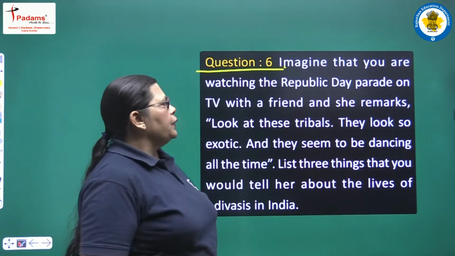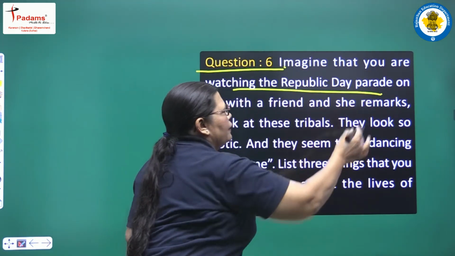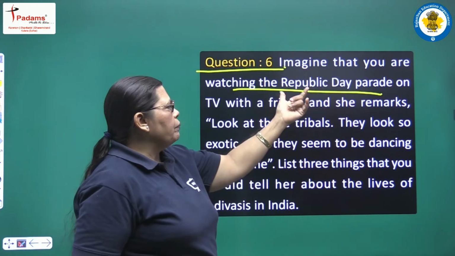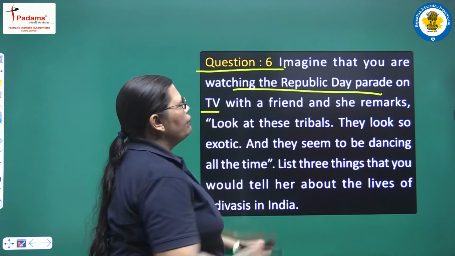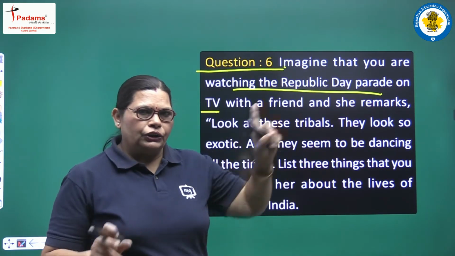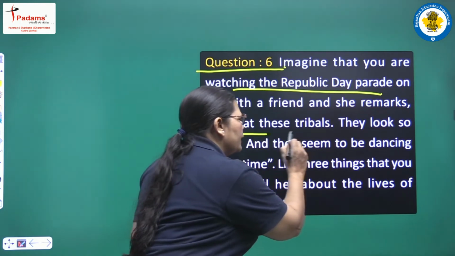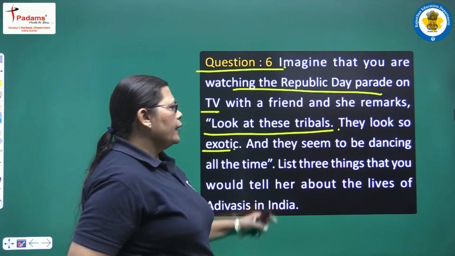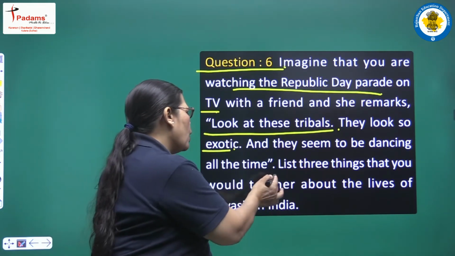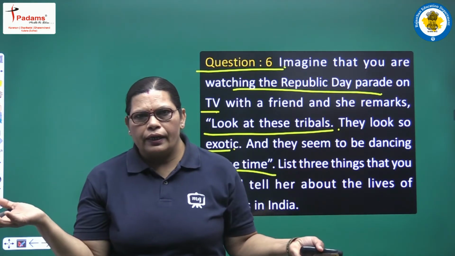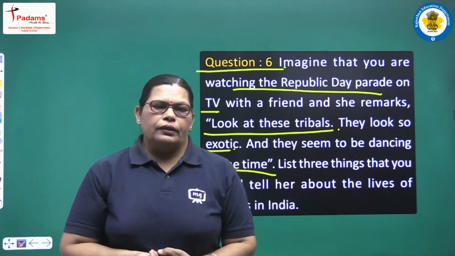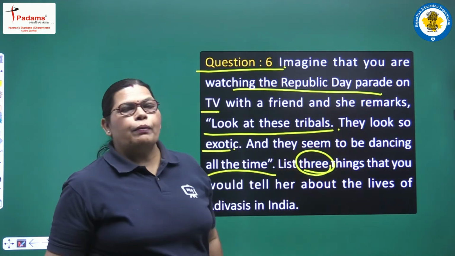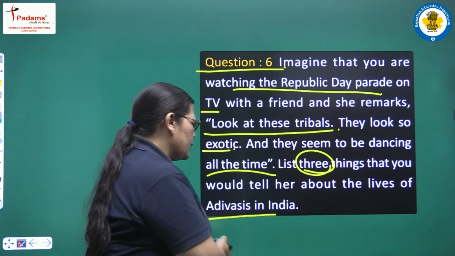Imagine that you are watching the Republic Day parade. Yes, as Dadu's family, you are also watching the Republic Day parade on TV with a friend, and your friend remarks, look at these tribals. They look so exotic and they seem to be dancing all the time. हमेशा डांस करते रहते हैं और ये कितना exotic लगते हैं हमें. List 3 things that you would tell her about the lives of Adivasis in India.